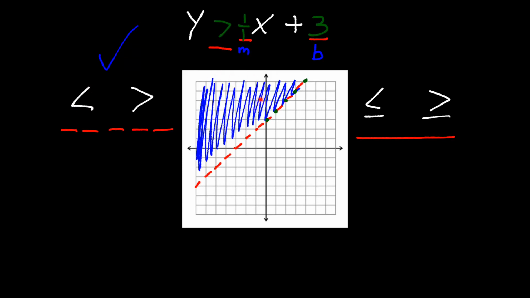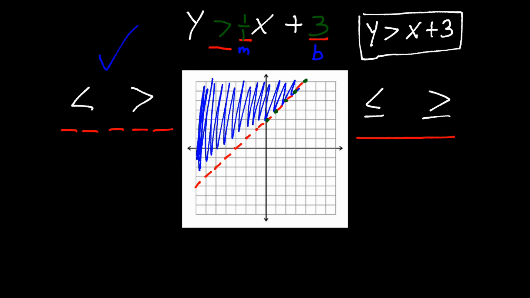So this is above the line, meaning our inequality must be y is greater than x plus 3. And you could put a 1 in front of the x if you want to, but I don't need to because it's just 1. And this is our inequality for our line. If you don't believe me, let's check that origin like we did in the original problem.